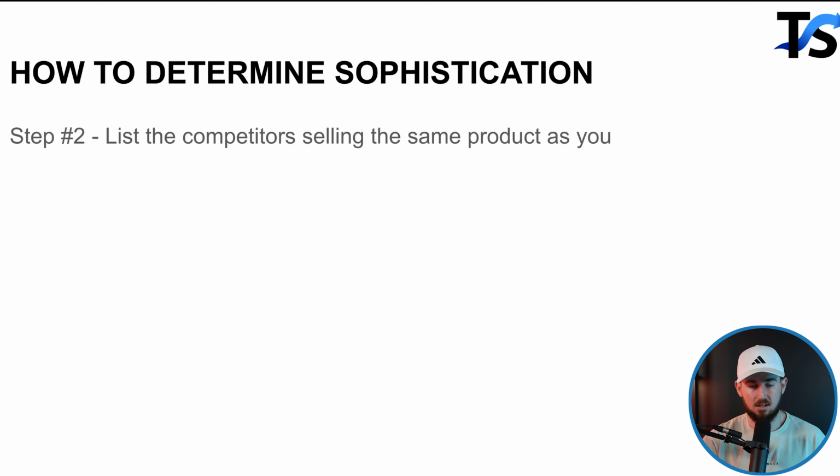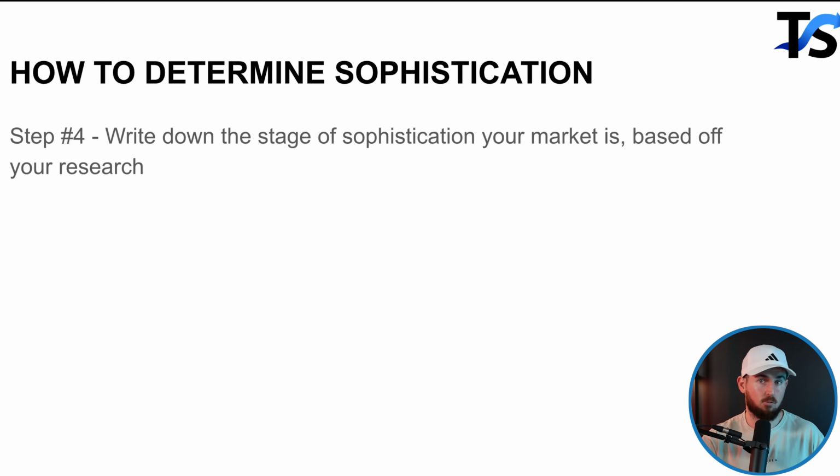But if you have people that are selling the same product as you and people solving the same problem or desire as you, even if it's completely different, like a product and a service, then likely you're in a stage 3 or 4 market sophistication. Now, the key thing I said earlier in this video is that it's like playing chess.